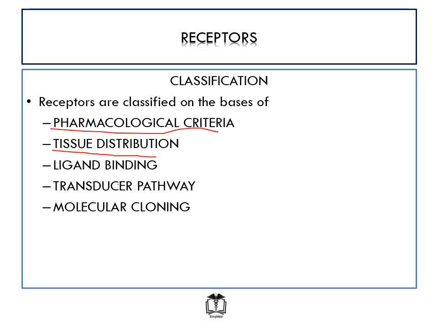So transduction pathway is the commonest way we classify receptors, the modern way we classify receptors, and it's based on their mechanism of transduction, which we'll be talking about in the next couple of slides. And then finally, molecular cloning is the last form of criteria for classification. In this, we classify receptors based on their amino acid sequence and their three-dimensional structure. This is kind of the most recent form of classification for receptors, although it's not as common as the transduction pathway.